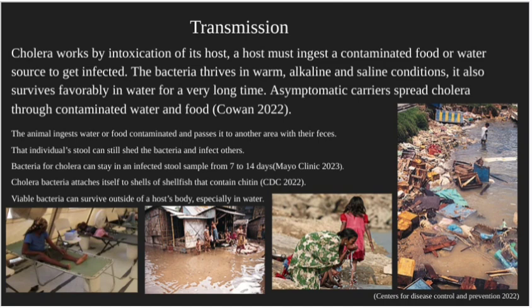There have been cases of cholera bacteria attaching itself to shells of crab, shrimp, and other shellfish that contain chitin, and infecting humans as a result of eating contaminated or undercooked shellfish. Viable bacteria can survive well outside of the host body, especially in water.